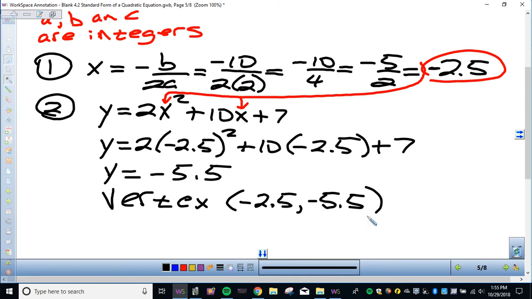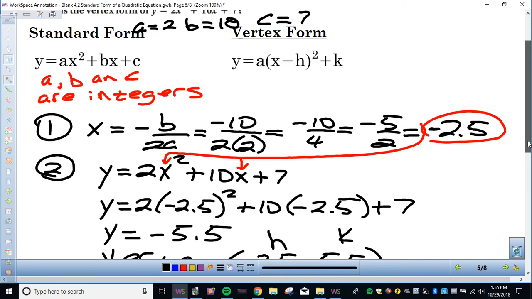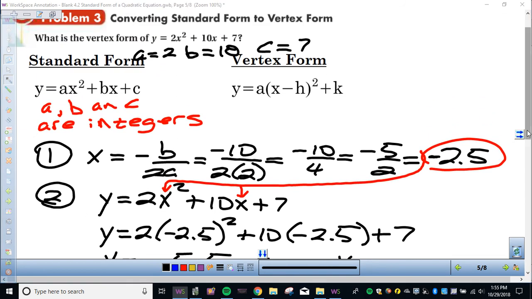So now we can go to vertex form. So this is going to be the h, and this is going to be the k in vertex form. And the a is the same. This a is the same as that a. So we can just plug a 2 in for that a.